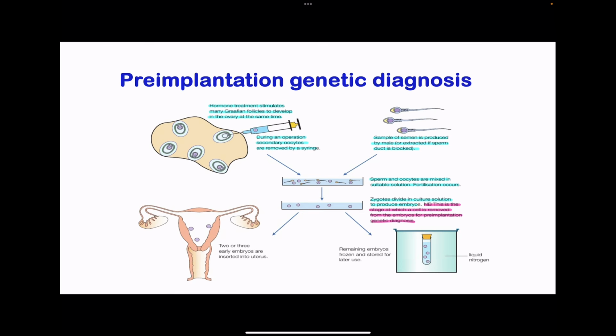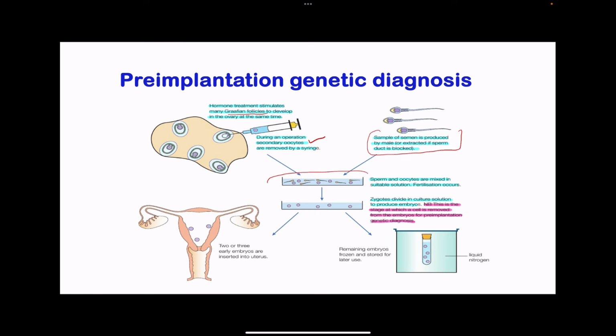Moving on to pre-implantation genetic diagnosis, this is carried out before pregnancy, and in this case, in vitro fertilization is carried out. Hormonal treatments are given to the female so that many eggs mature in the follicles. If many eggs are matured, it means they can extract a lot of mature oocytes that can be used for fertilization. So the oocytes or secondary oocytes are removed using a syringe, and then fertilization is carried out in a test tube, because samples are also taken from the male.